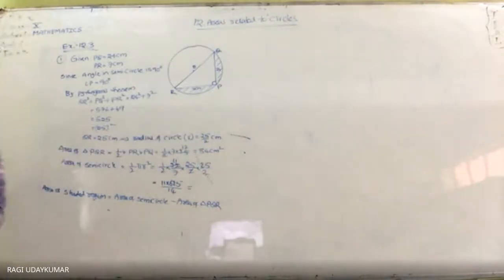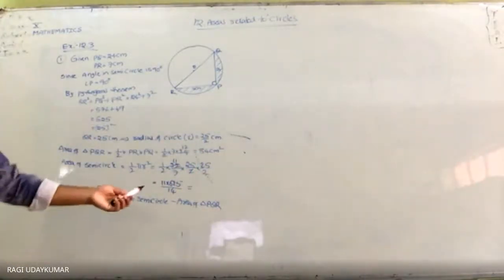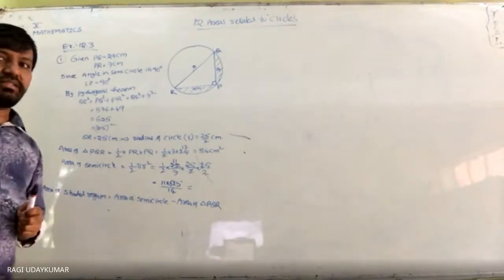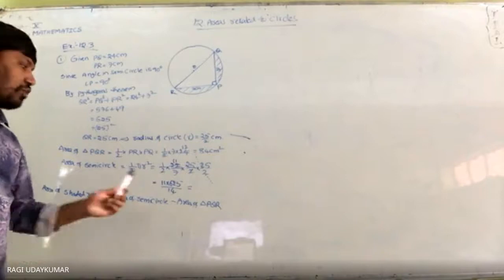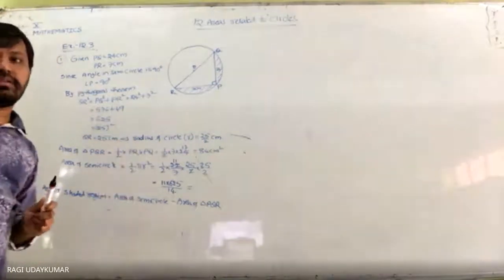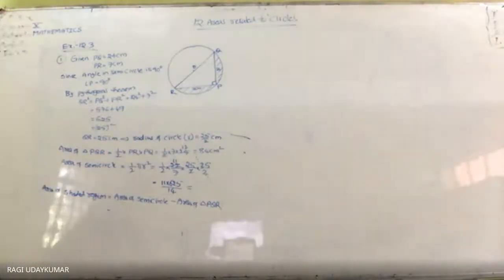R value is 25. 25 value substitute करना है. And this value you are going to get in decimals, because cancellation is not possible. You have to multiply and divide by the 14. Multiply and divide by the 14, so that the value whatever you are getting, that value to be taken into consideration. Did you understand here? Yes, sir.